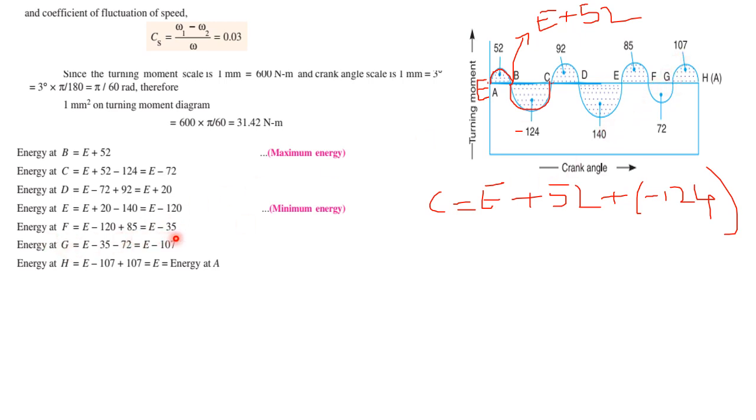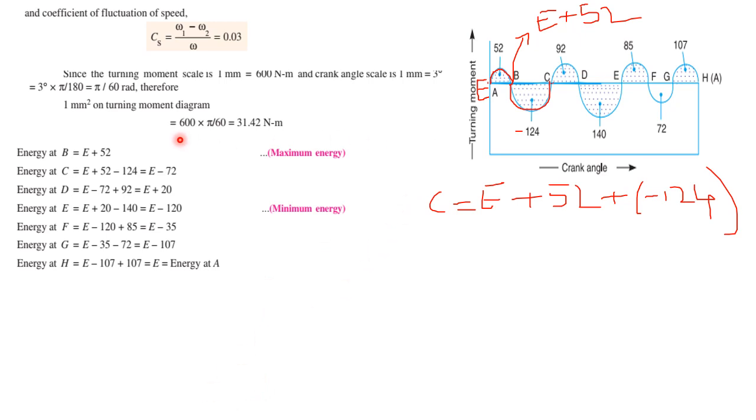Energy at F is equal to E minus 35, energy at G is equal to E minus 107, and if you observe the energy at the last point H, that will be energy at G, that is E minus 107, plus the energy between the points G and H, that is plus 107, which is equal to E. So most of the time you will find that the energy at the starting point and the end point will be the same. We have assumed energy at point A is E, and the energy at the final point H is also equal to E. So both these points will be the same. That is something you need to observe.